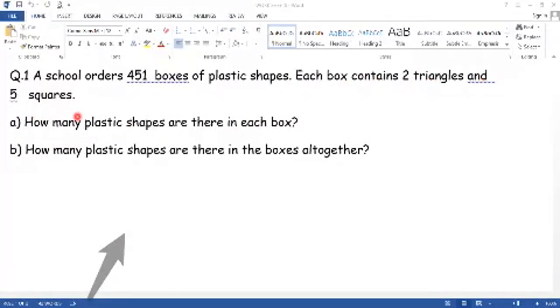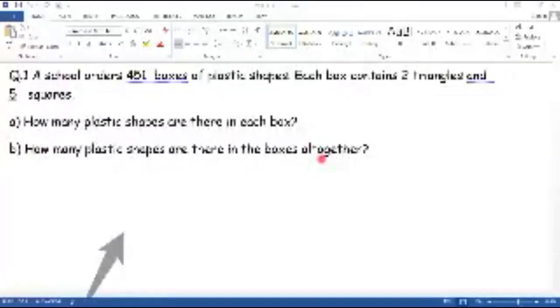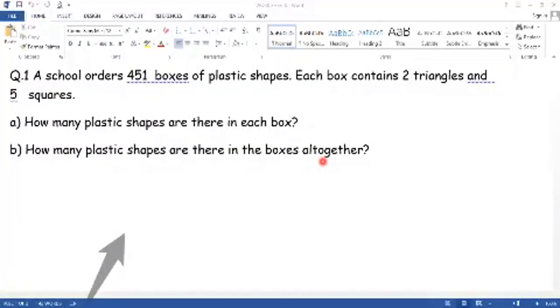Each word represents one box: in 451 boxes, every one box contains two triangles and five squares. How many plastic shapes are there in the boxes altogether? Altogether is the word that, when students read it, they just simply start adding. I told you the definition of multiplication, that multiplication means repeated addition. So this doesn't mean that you are going to add it. No, there is no addition in this word problem. This is basically a multiplication concept.